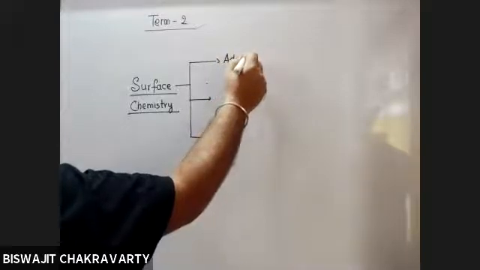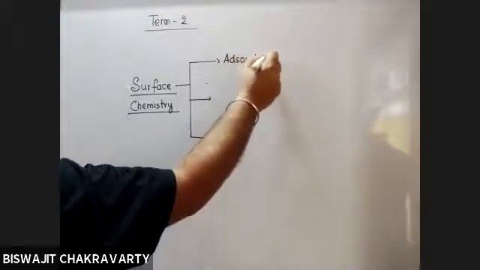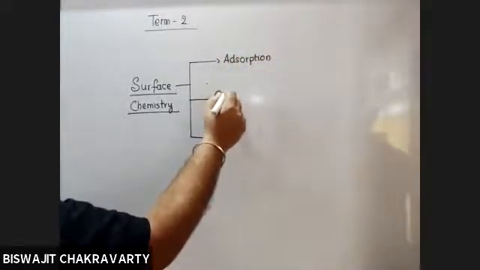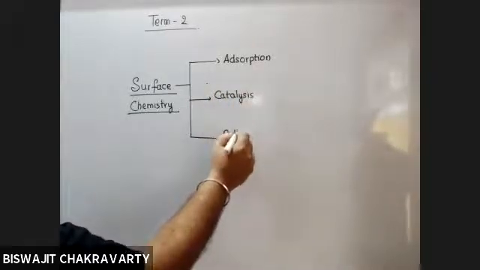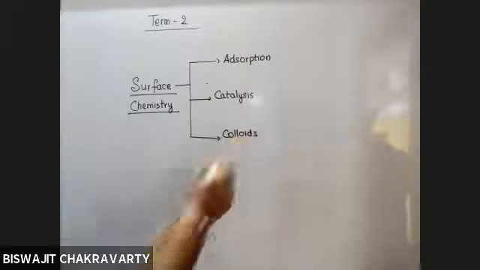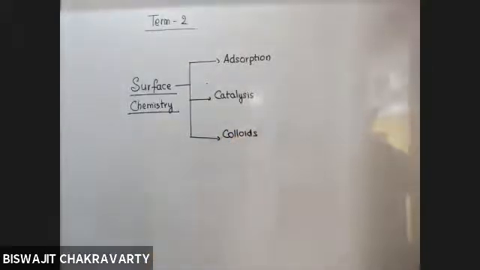Adsorption, catalysis, and colloids. Okay, so these are the three subtopics that need to be covered under surface chemistry: adsorption, catalysis, and colloids. So we need to start with what is called adsorption.